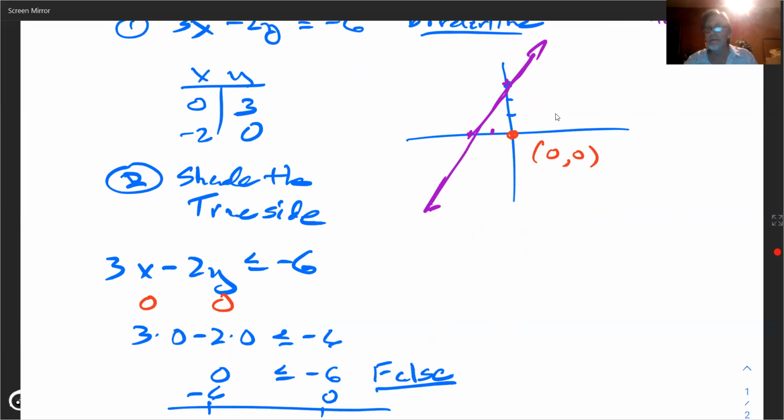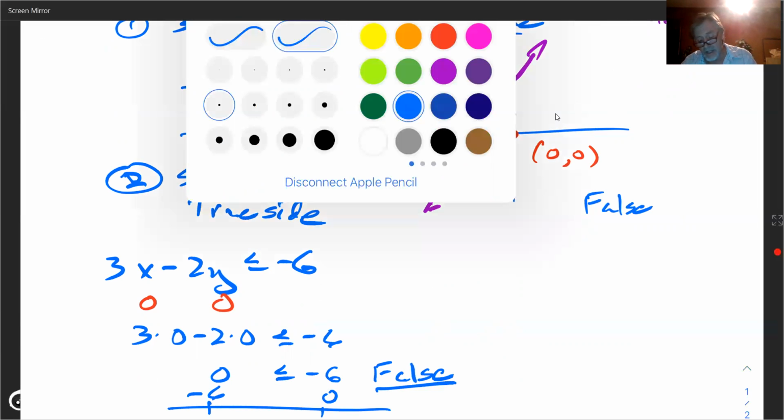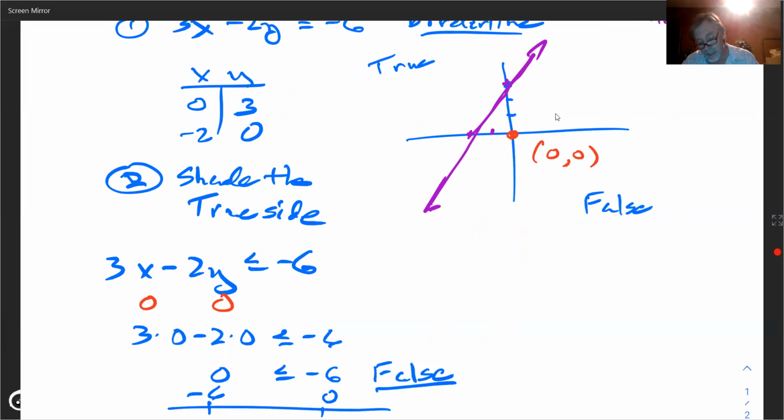It's false, okay? So what does that mean to us? That means the side where 0, 0 came from is the false side. So where's the true side? The other side. That's the true side. We always shade the true side. So the last thing we do is take out whatever marker you want and start shading that side, and there you go. And that's the answer. And that's how it's done, folks.